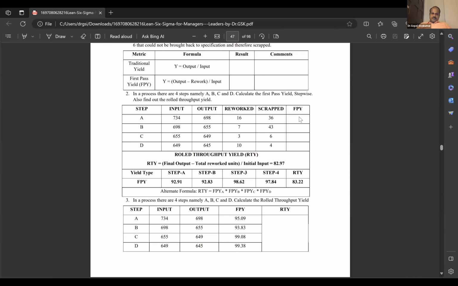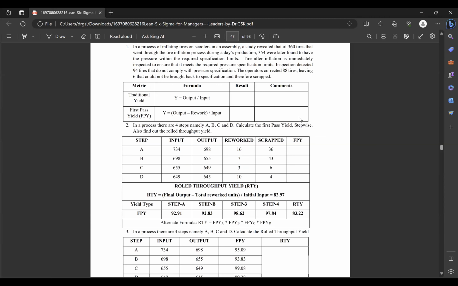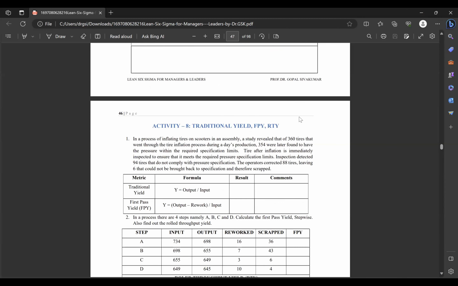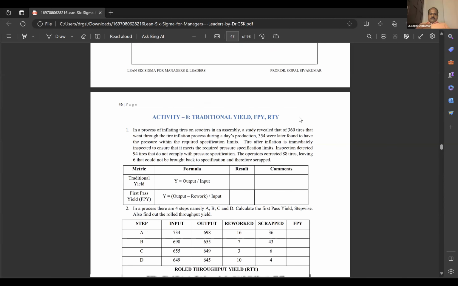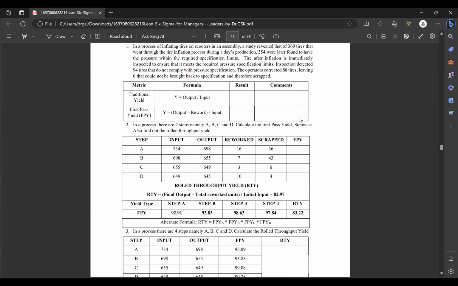Done? Okay. Sir, so the... Yes. Kishore here. Very good. I joined a little late, sir. I have one doubt. Yes, Kishore. Sir, regarding the formula you mentioned for RTY equal to final output minus total rework units divided by initial input, can you explain it once again?